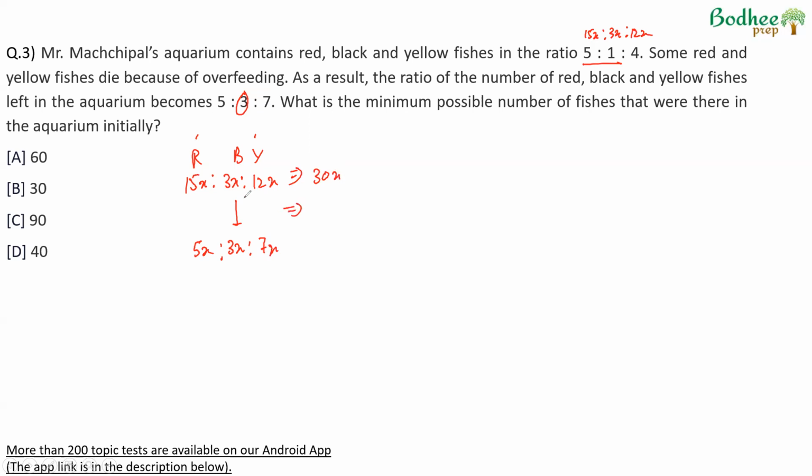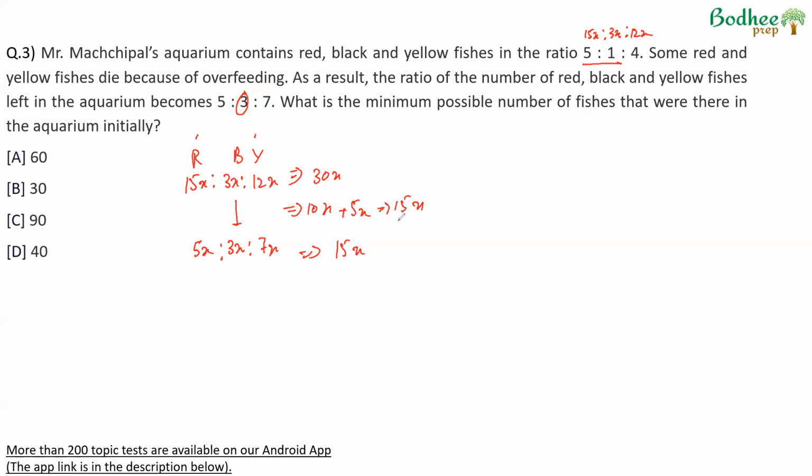The number of red fish which died is 15 minus 5, 10x. Yellow fish died, 12 minus 7, 5x. So 15x fishes died. And therefore, the number of fishes left is now 5 plus 3, 8 plus 7, 15x. What is the minimum possible number of fish that were there in the aquarium initially?